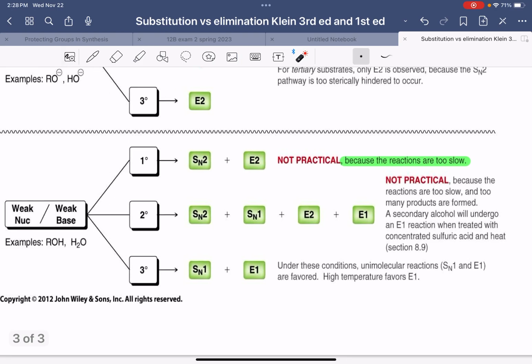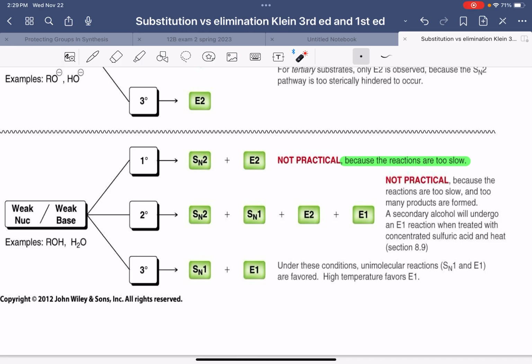Now, if we had a secondary substrate and a weak nucleophile/base, we could get any of the four possible reactions. With the secondary substrate, the carbocation will be reasonably stable, not as stable as the tertiary. And it's also not as hindered, so we could get SN1 or SN2, but we could also get E1, E2. These are also not practical, again, because the reactions are too slow and too many products are formed.